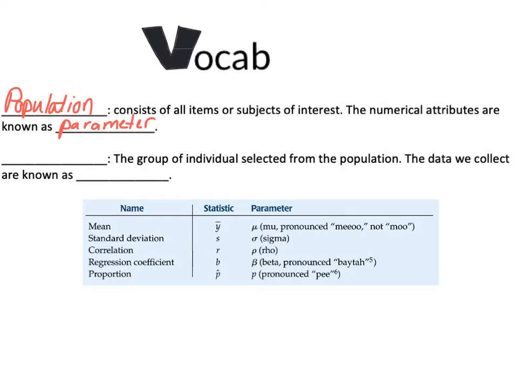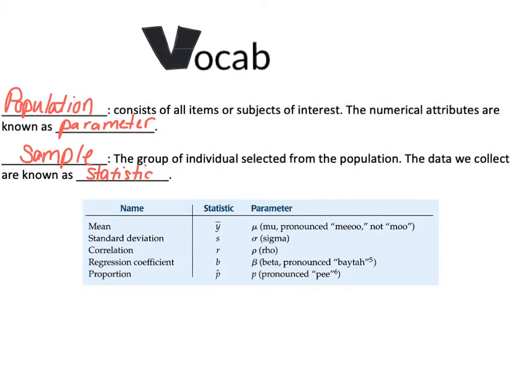For instance, maybe I want to know the average length of great white sharks. Well, getting every single great white shark from the ocean is not realistic. So what do I do? I look at a sample of great white sharks. And this is the group of individuals selected from the population. The data we collect will be known as statistics.